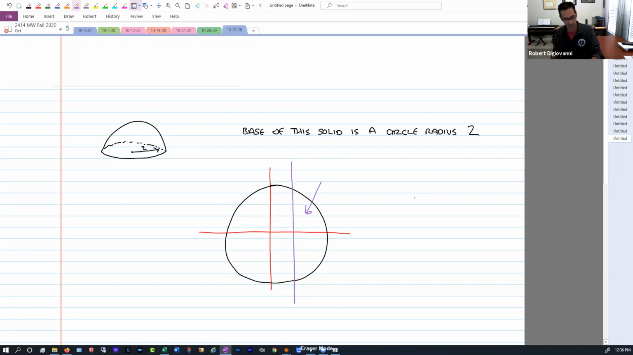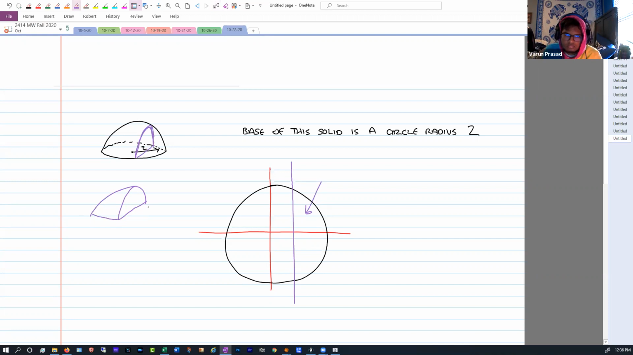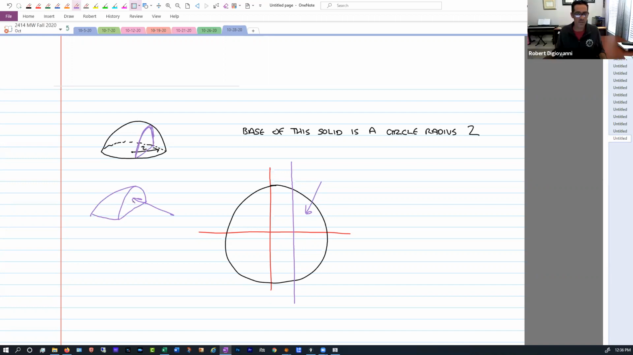In other words, we cut it. Hold on, I'll do it on this one. We cut it right there. So we cut it and we threw away part of it. So what would be left would look like this. Roughly speaking, yes. If we look at it from the side, what are we looking at? A semicircle, right?